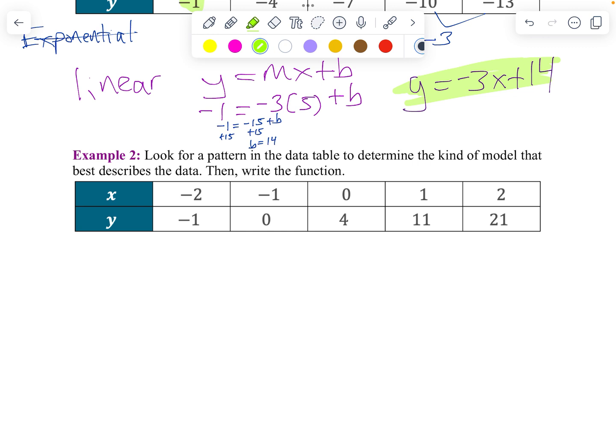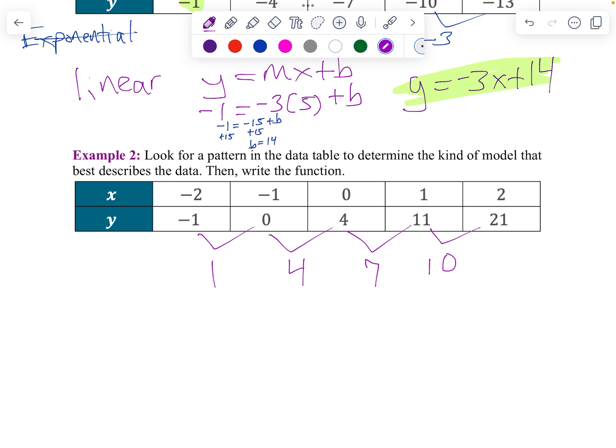Now, right away I can eliminate exponential because notice I can't multiply anything by -1 to get 0. It's just not going to happen, so it's not exponential. So let's start over and look at our differences. From -1 to 0, looks like I'm going up 1. From 0 to 4, I'm going up 4. This is not linear, is it? Because they're not the same. Let's keep on going, though. From 4 to 11, I'm going up by 7. And from 11 to 21, I'm going up by 10.